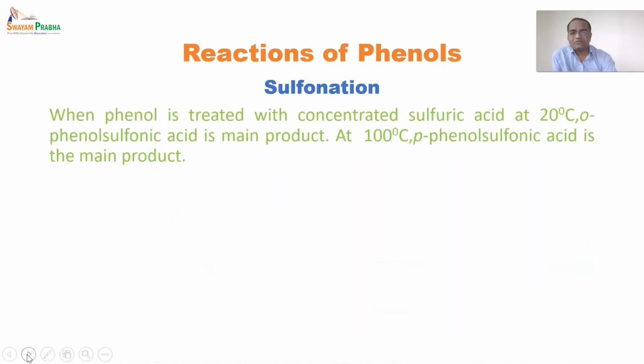After that, sulfonation of phenols. When phenol is treated with concentrated sulfuric acid at 20 degrees Celsius, it gives ortho-phenol sulfonic acid as the main product, and when it is heated at a high temperature, that is 100 degrees Celsius, it gives para-phenol sulfonic acid.